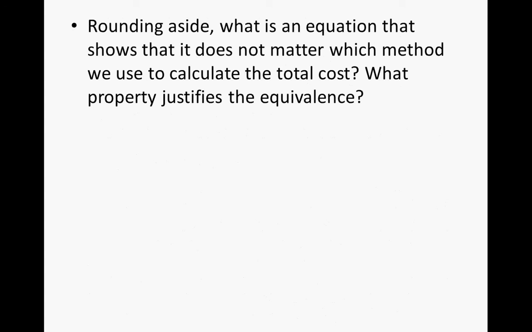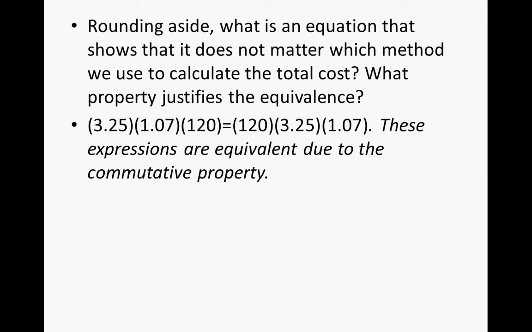So rounding aside, what is an equation that shows that it does not matter which method we use to calculate the total cost? What property justifies this equivalence? Well, 3 and 25/100ths times 1 and 7/100ths times 120 is the same as 120 times 3 and 25/100ths times 1 and 7/100ths. These expressions are equivalent due to the commutative property of multiplication.